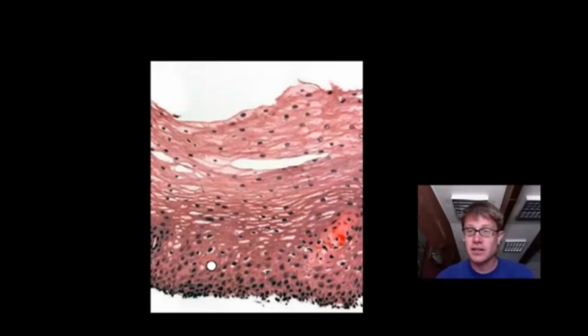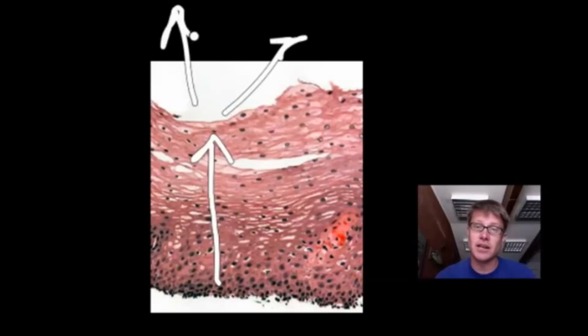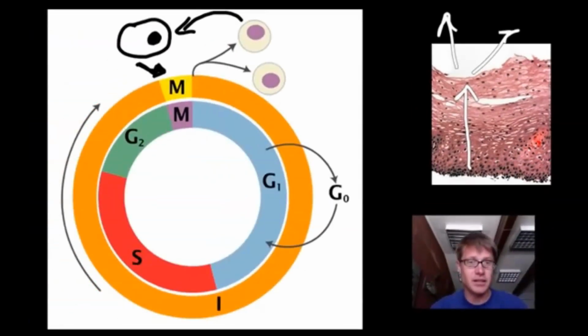So skin is going to be created from new cells, and then they're going to migrate up to the surface, and then we're eventually going to lose skin cells at the top. But we keep replacing those cells, and to do that we use the cell cycle. So let's look at the parts of the cell cycle.